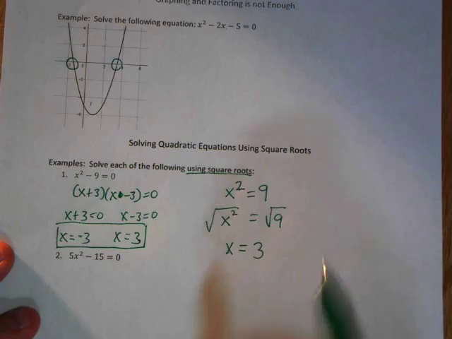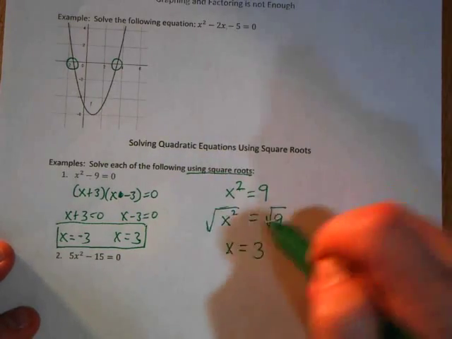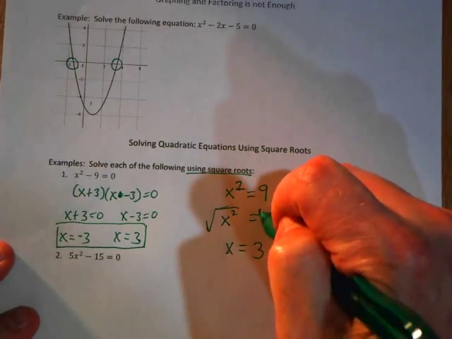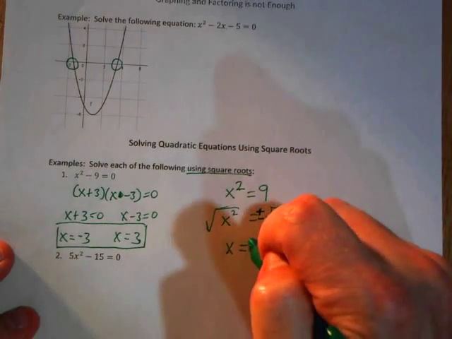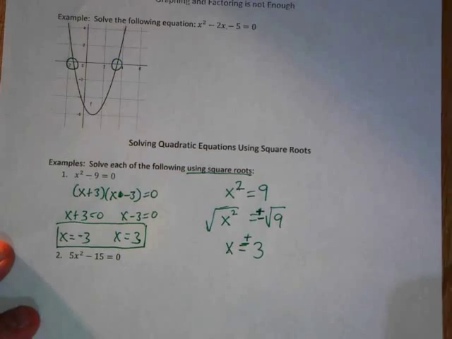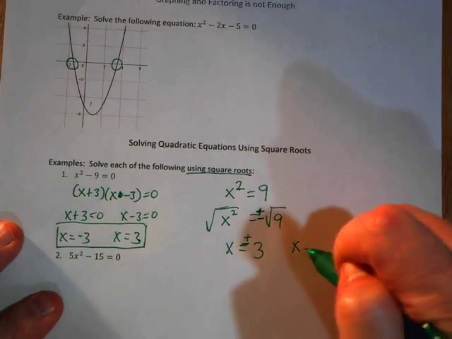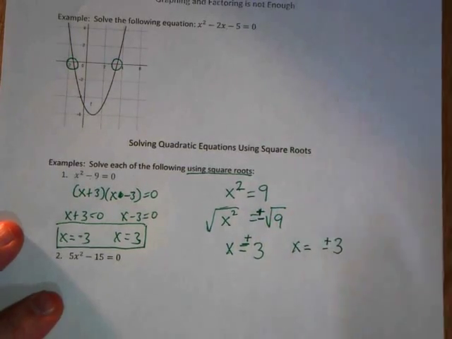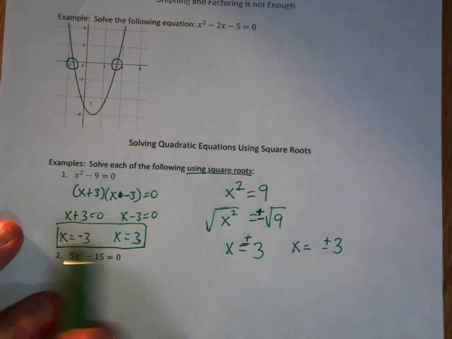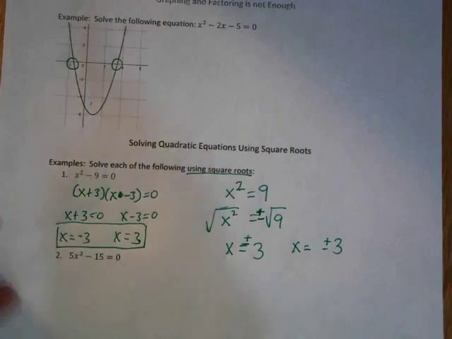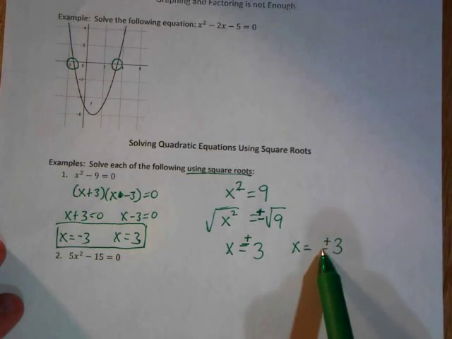And here's the key. Back here when I did square roots on both sides, I need to remember that every number has two square roots, a positive one and a negative one. So my answer traditionally is written as x equals plus or minus 3, which is the same as x equals 3, x equals negative 3. So that's what we mean by solving using square roots. The big key is to remember there's always two answers, a plus and a minus.